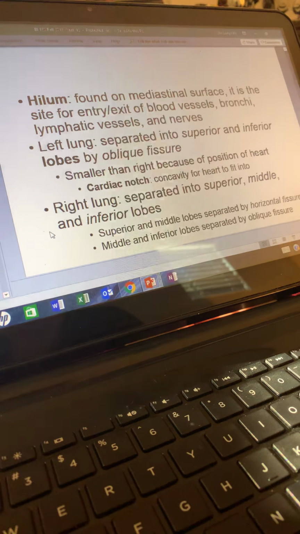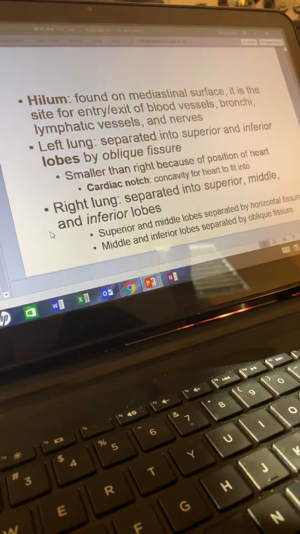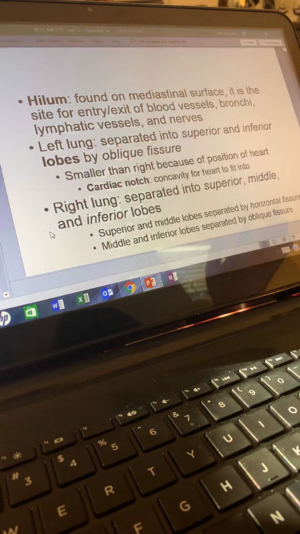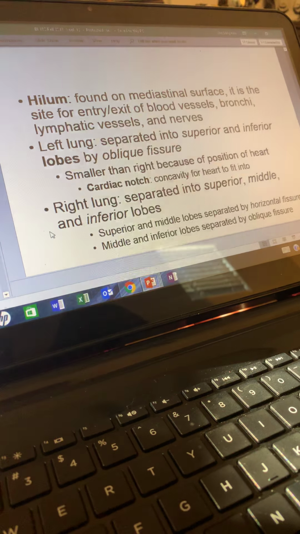The hilum is found on the mediastinal surface. It's the site of the entry and exit of blood vessels. It's where all the tubes come in. Before we move on: entry and exit of blood vessels, bronchi, lymphatic vessels, and nerves. And I want to make sure that I don't skip over anything on this particular one because it'll allow me to go faster during our class.